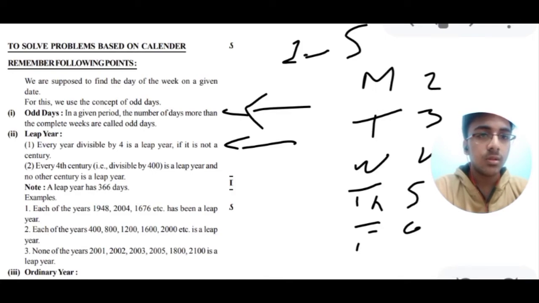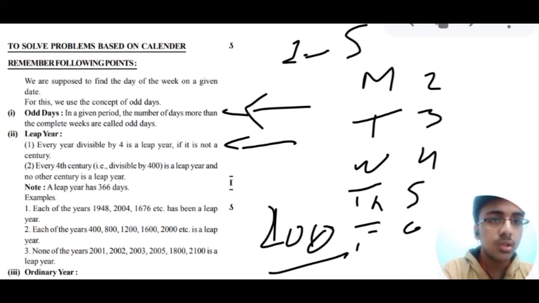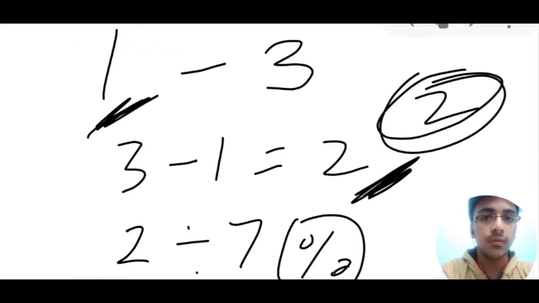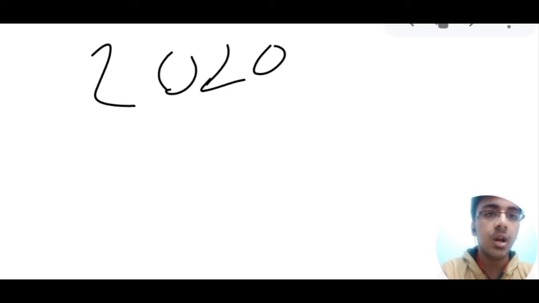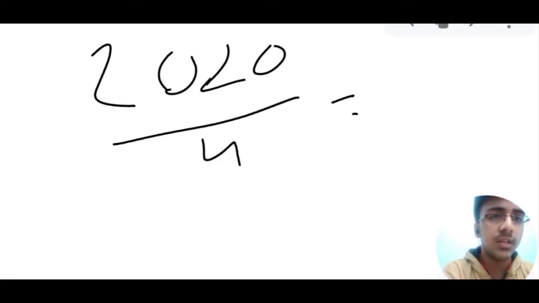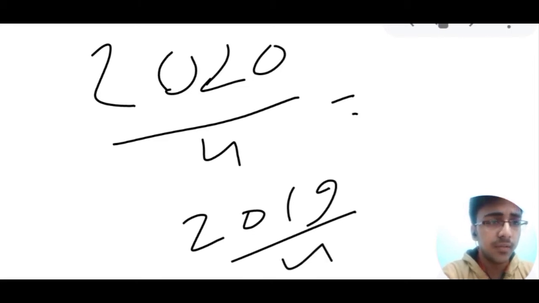Now what's a century? 100 is a century, as we all know. In cricket, in normal language, 100 is a century, 200 is a century, 300 is also a century, 400 is also a century, and 500, 600, 700. These are centuries. To find out a leap year, we divide the number by 4, like 2020. 2020 is a leap year. How do we know it? We just divided it by 4. If it's perfectly divisible, then 2020 is a leap year. We know 2019 is not a leap year because it's not completely divisible by 4.